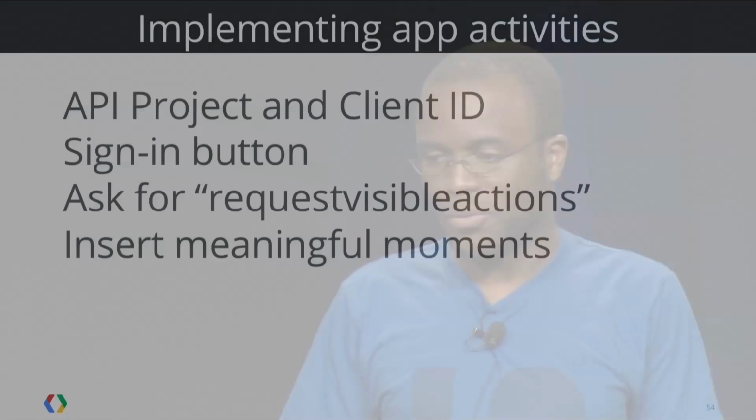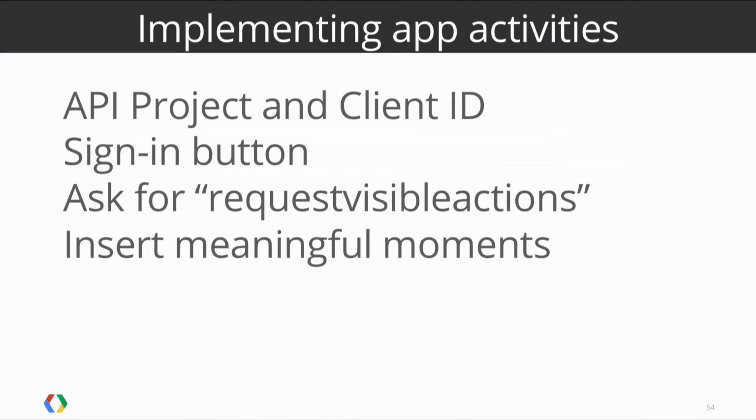So implementing this, again, is very easy. You've got your API project, your client ID for this, sign-in button, because if we don't know who the user is, then who did the app activity? And you have to ask something we call request visible actions. It basically is a scope that says, I would like to write these activities to Google. That way the user may say, actually, I don't want people finding out what I was listening to on this site because it's embarrassing, or because it's just not cool, and people think I'm cool.